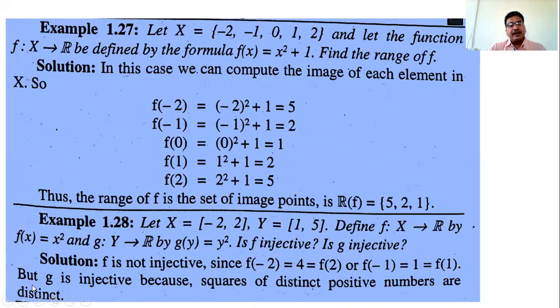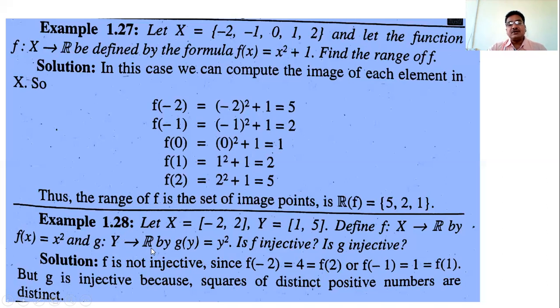And what about g? g is injective here. Why is g injective? The definition is the same, g(y) = y squared, but the domain is different. The domain is [1, 5]. Under this function, the image of minus 2 is 4, the image of plus 2 is 4, and the images of minus 1 and plus 1 are the same, but those elements are not members of this set Y, this domain.